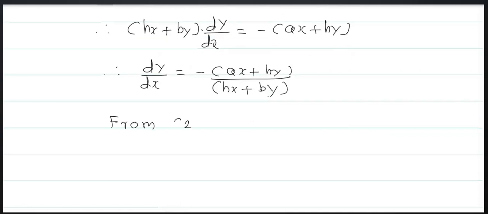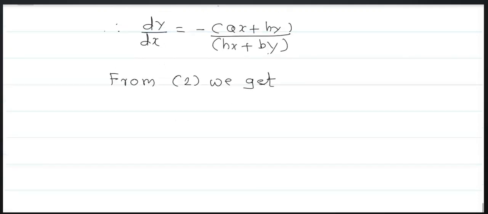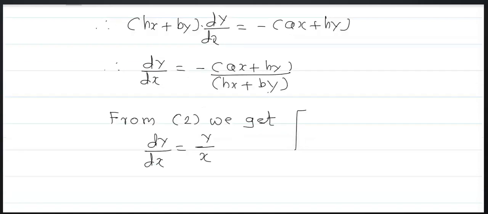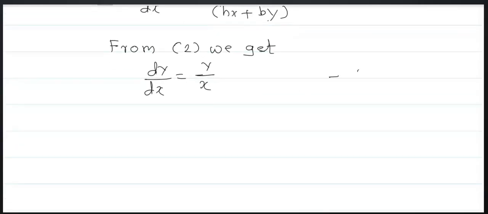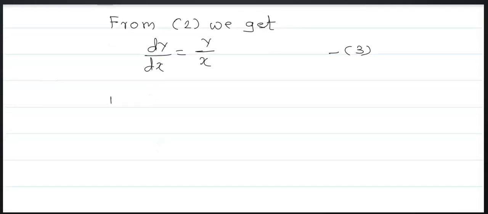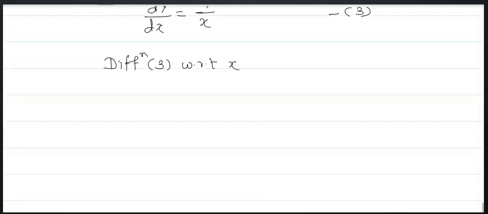Now differentiate this again with respect to x, using that expression. We have found the value of (ax + hy) upon (hx + by). That is nothing but minus, which was minus, and then this minus minus will become plus. Therefore, dy/dx equals y upon x. Now differentiate this with respect to x.